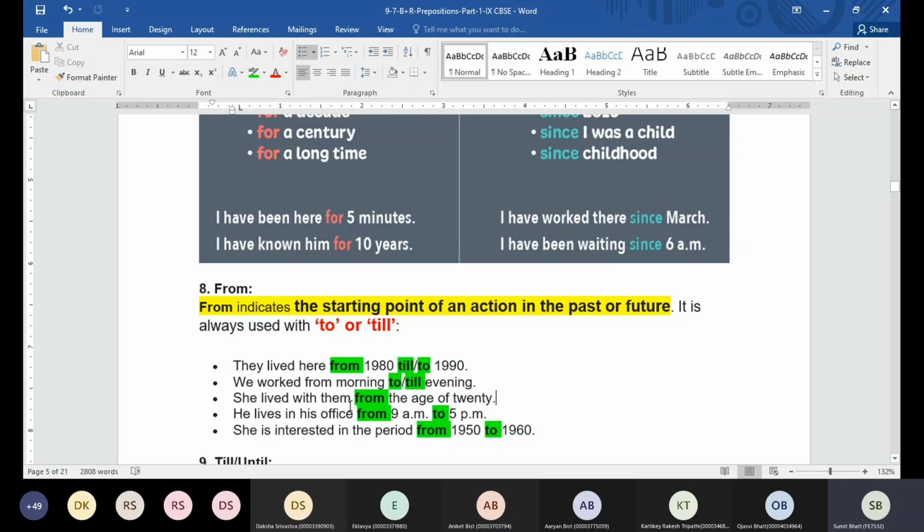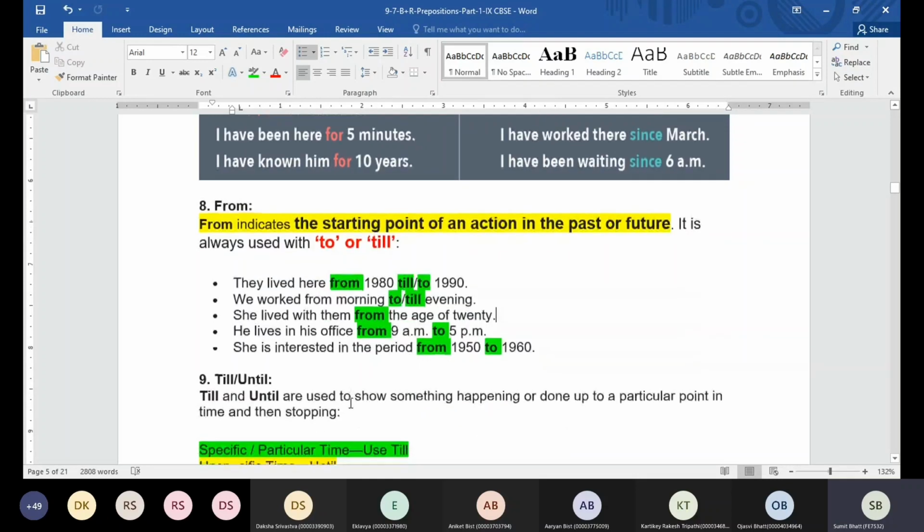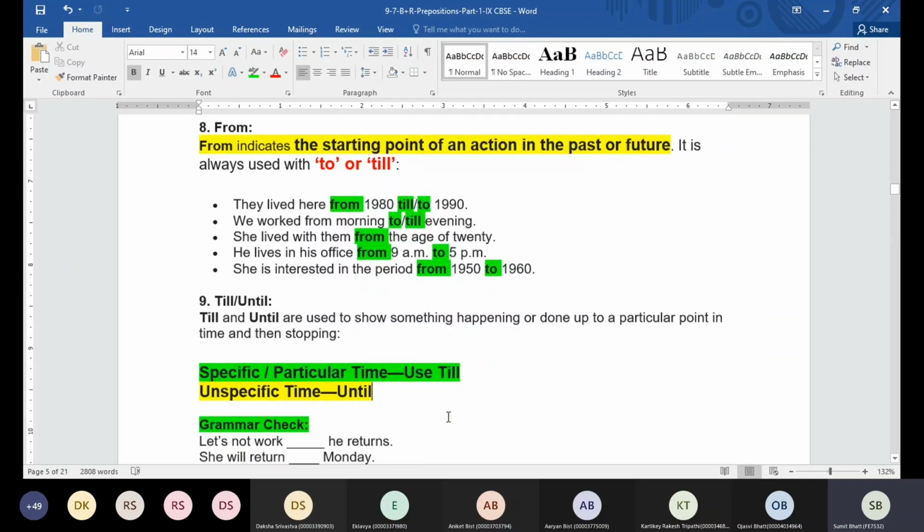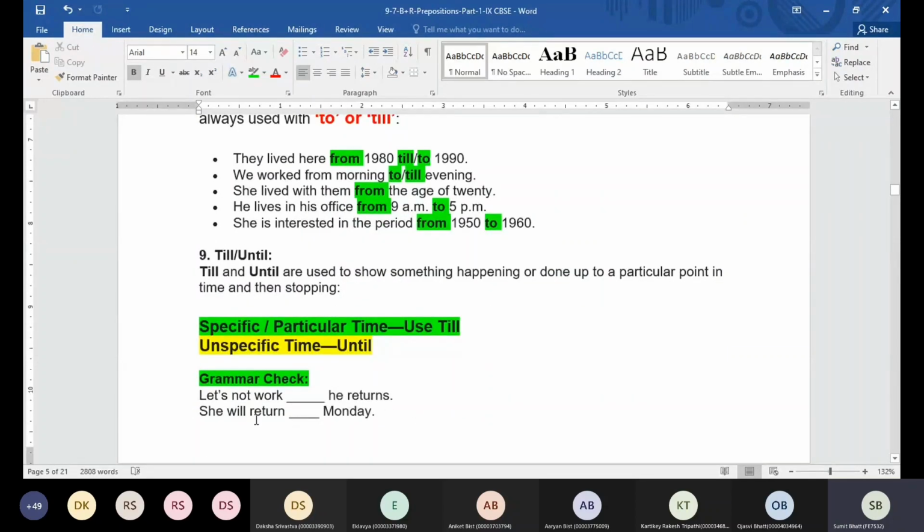Now, besides from and till, there is another word that comes to mind, which is until. Those who don't know the difference between them: there is a slight difference between the uses of till and until. If you have a specific or particular time, use till for a specific, particular time, and use until for an unspecific time. If you are not sure about the timing, then we can go for the word until. Like we have a sentence, let's not work dash he returns. So what should be there?